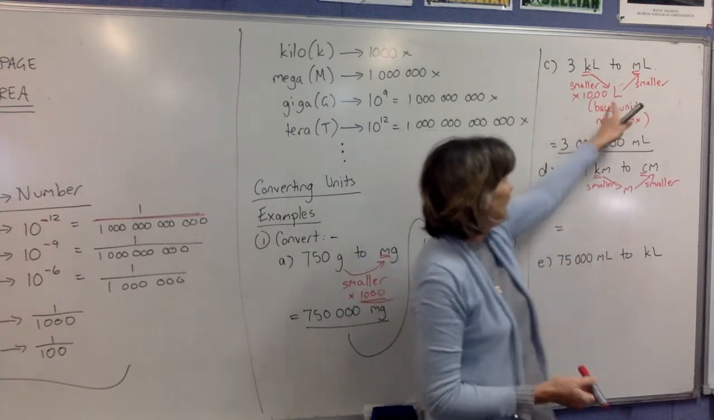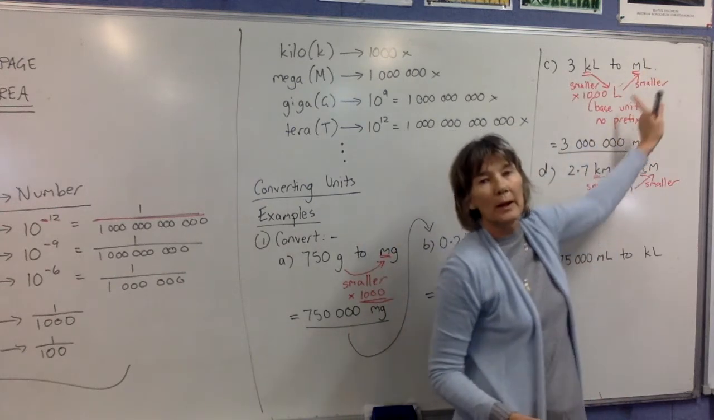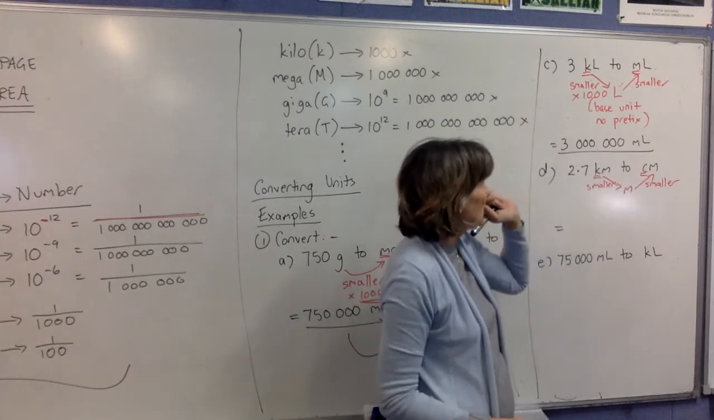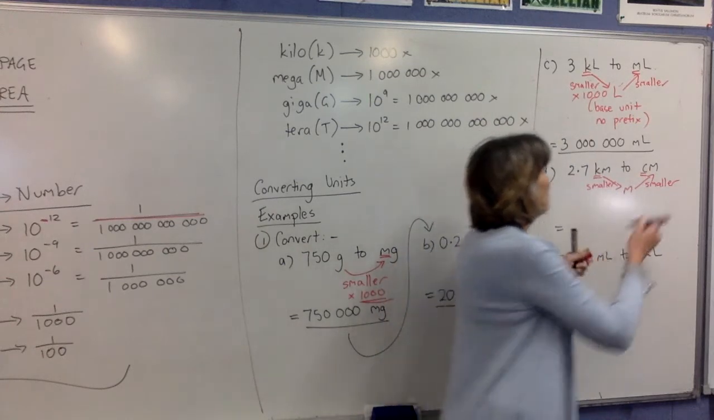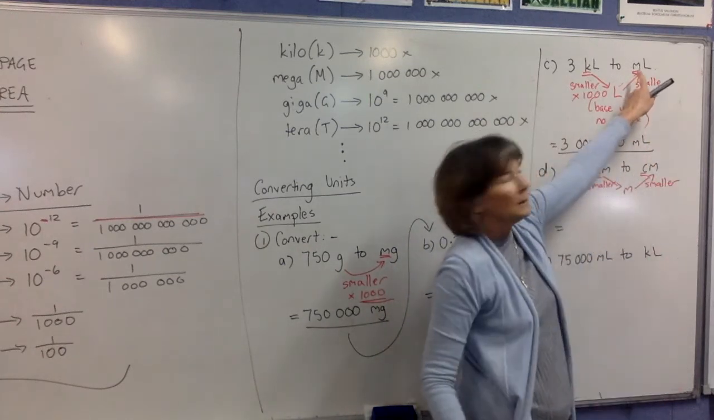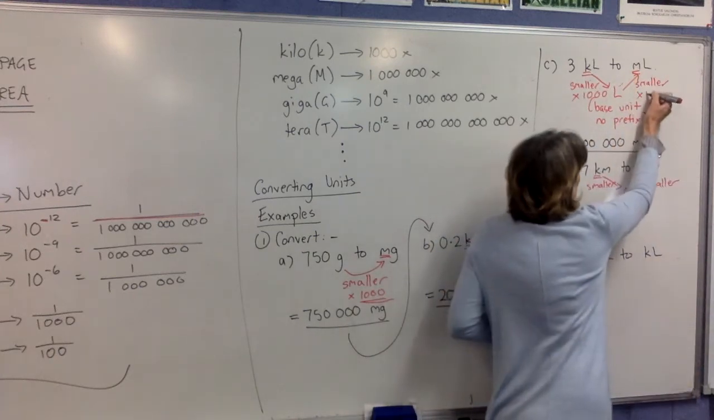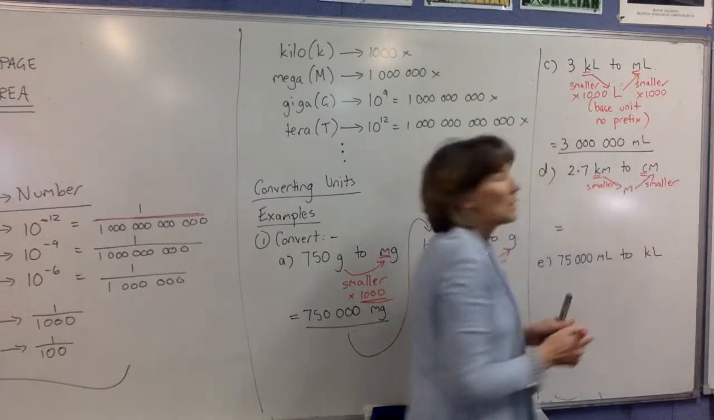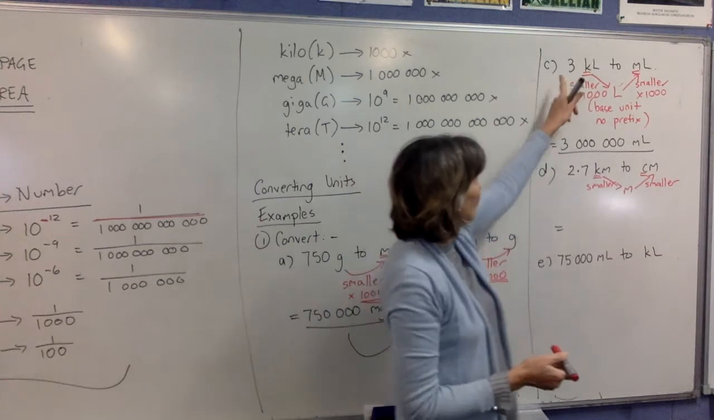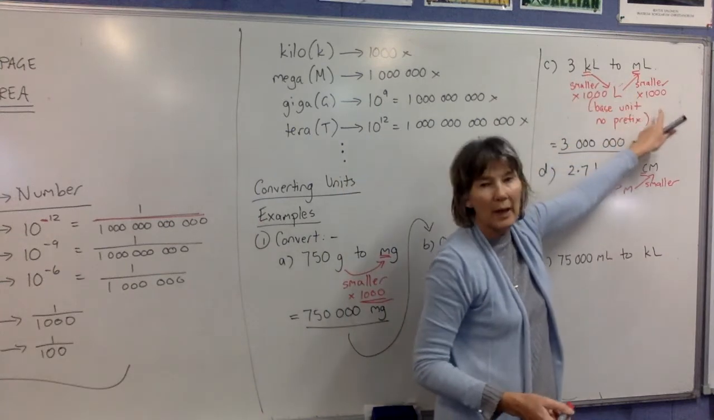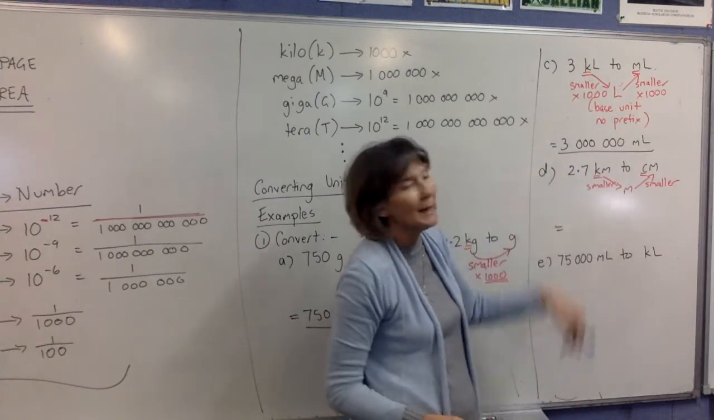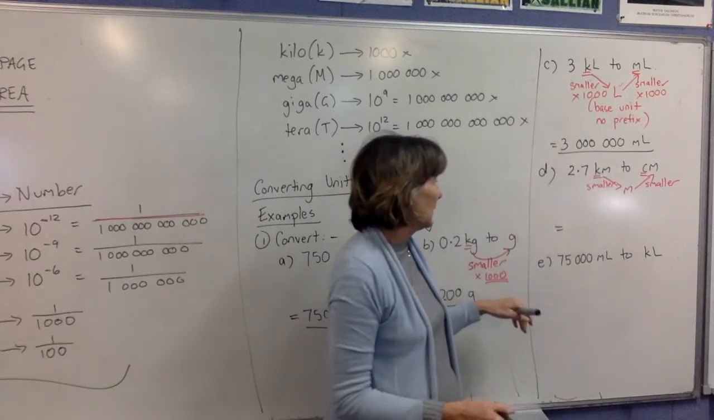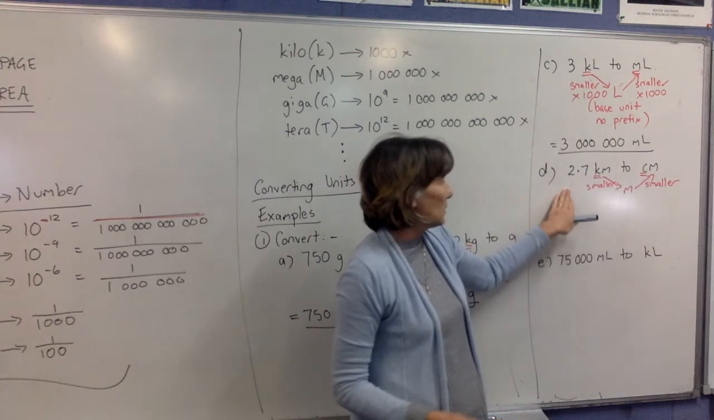Then we go from litres to millilitres. We're going smaller units again with our conversion. So we're multiplying by milli is 1,000. Okay, so you're going to do on your calculator 3 times 1,000 times 1,000 and get your answer, 3 million. So it'll be 3 million millilitres. Let's try the next one.